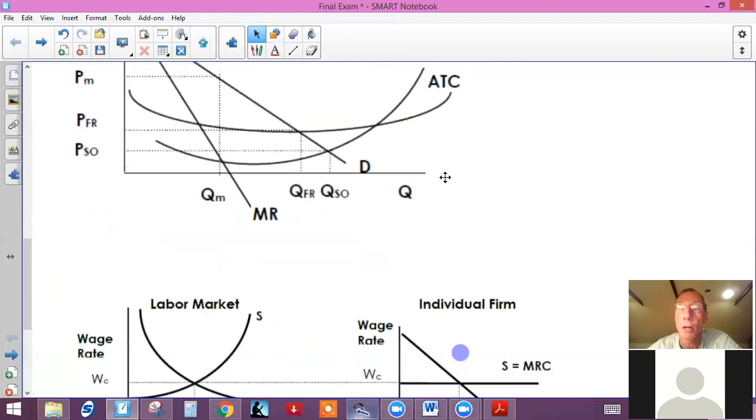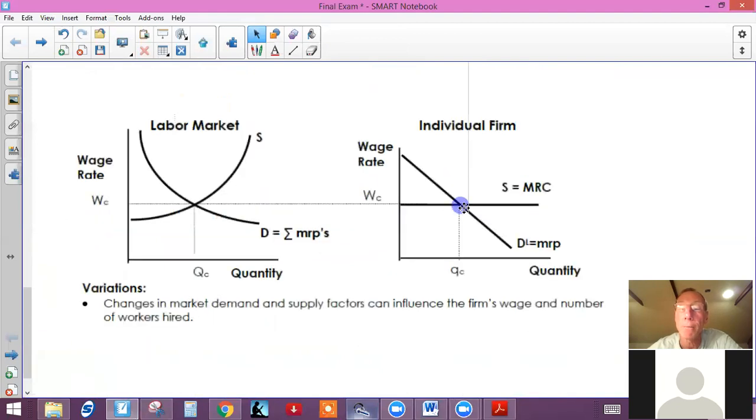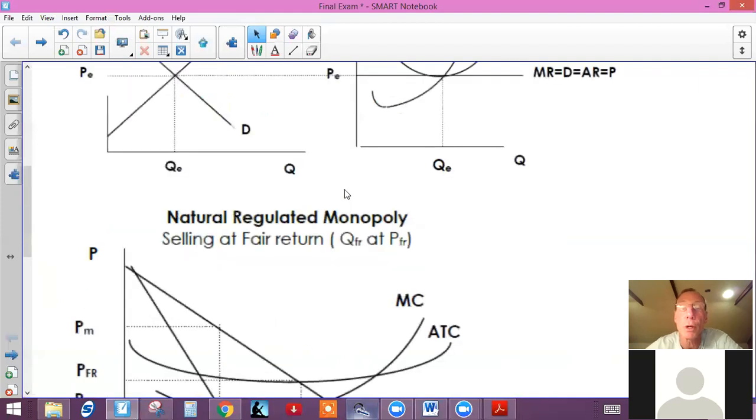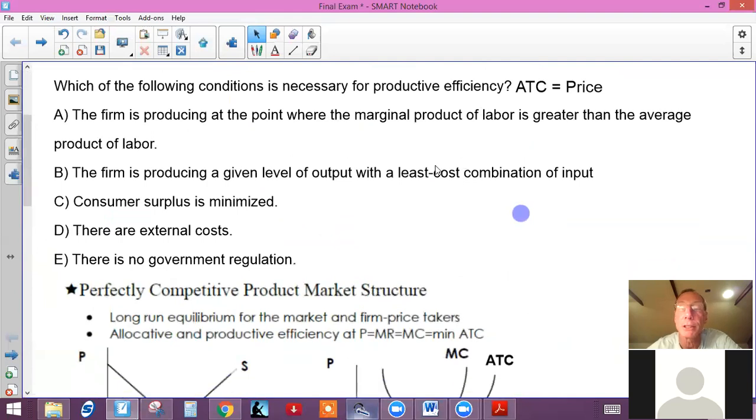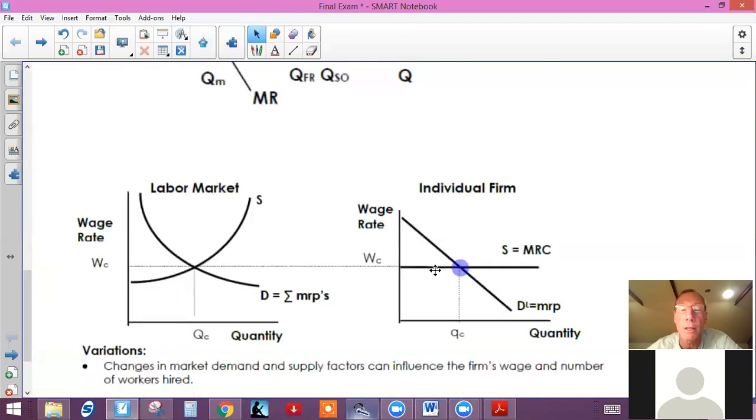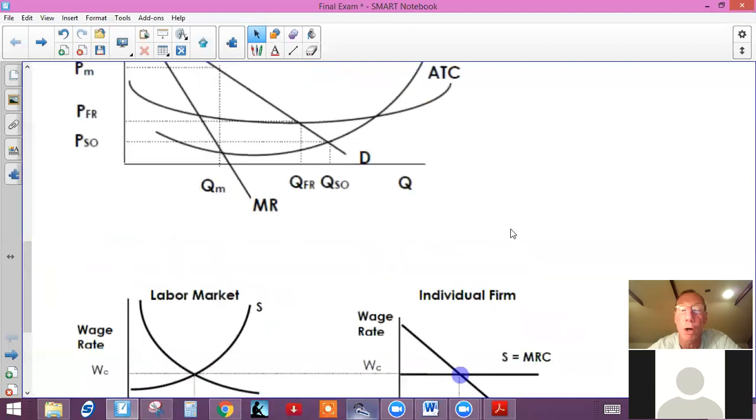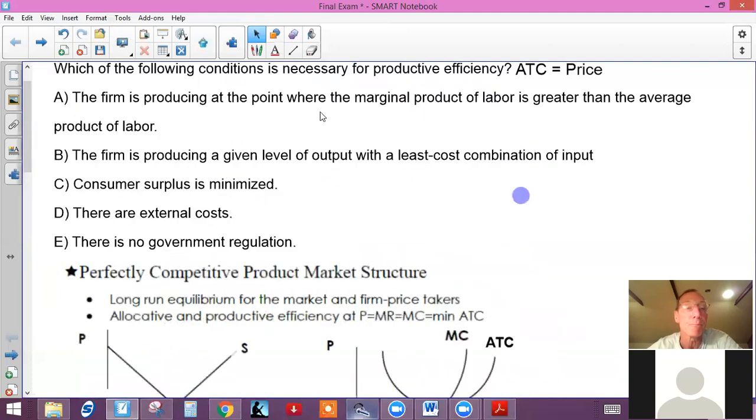So this point right here. And so that's just going to help you. So going over a question like this is going to remind you that you need to study and understand this particular set of graphs, right? The labor market, this perfectly competitive, and the individual firm. Okay. Now, B, the firm is producing at a given level of output with a least cost combination of input.